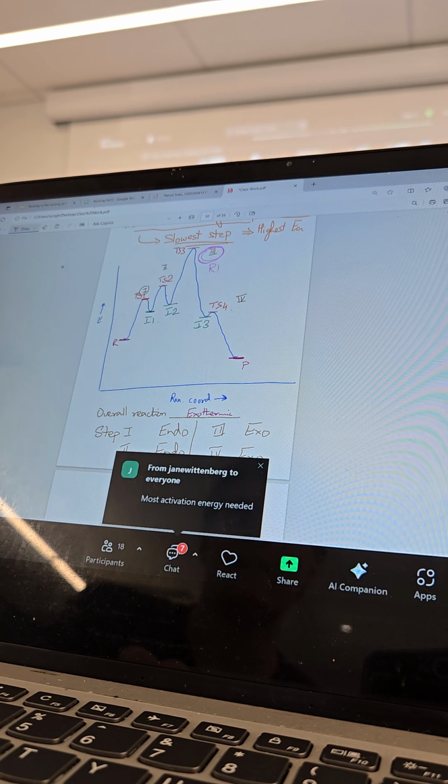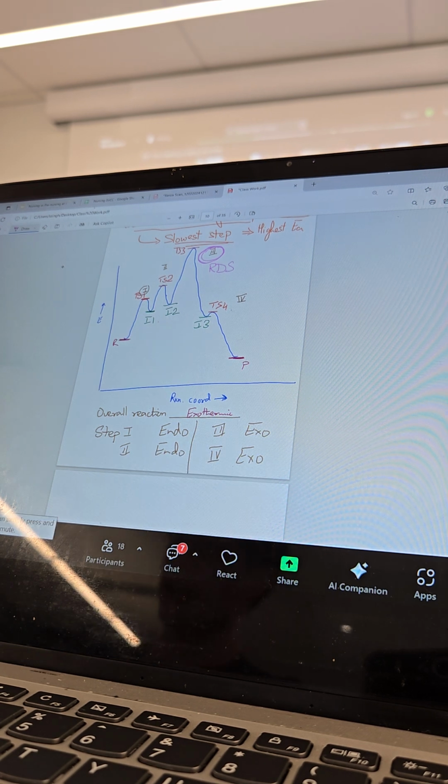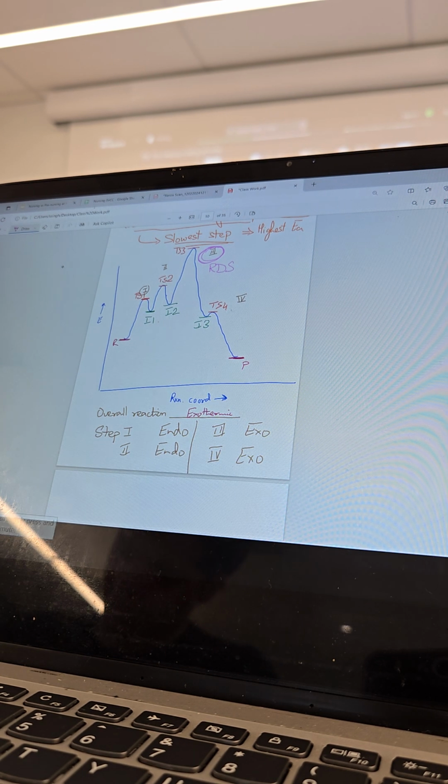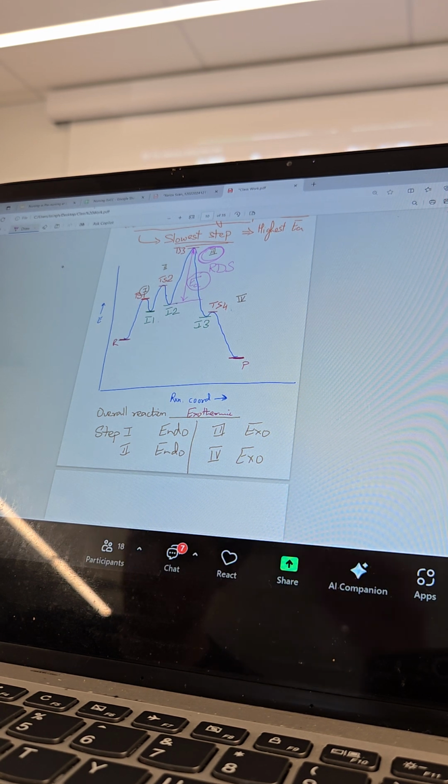It has the highest activation energy. It's not about how high the peak is or how low the peak is. That's irrelevant. It really depends on the activation energy. And activation energy is the energy difference between the reactant of a step and its transition state. The biggest activation energy is the slowest step. The slowest step is the rate determining step.